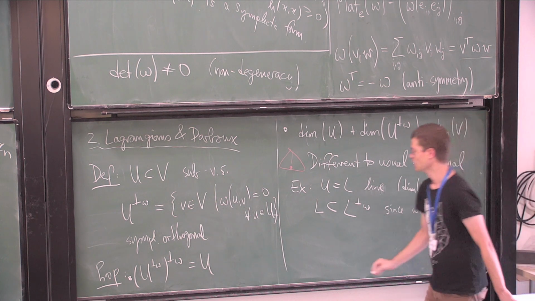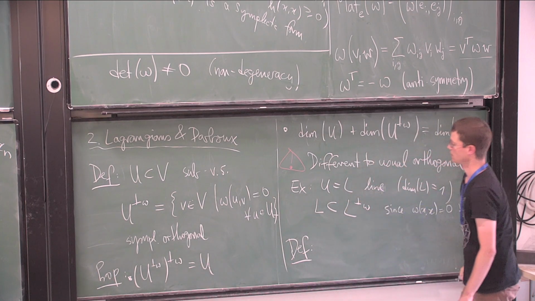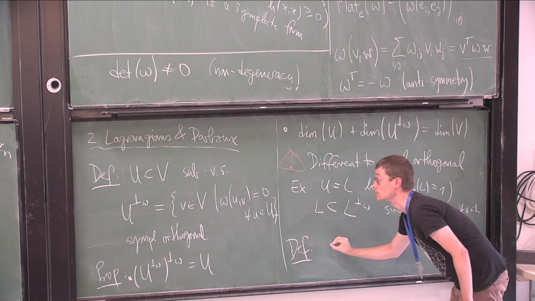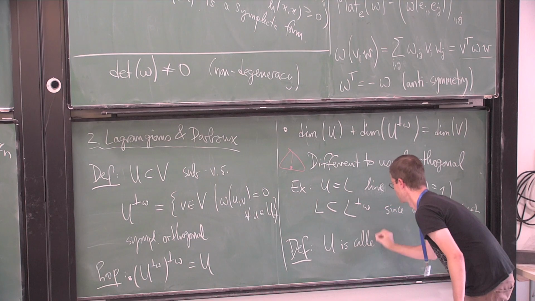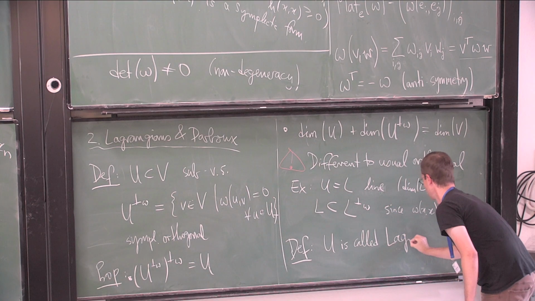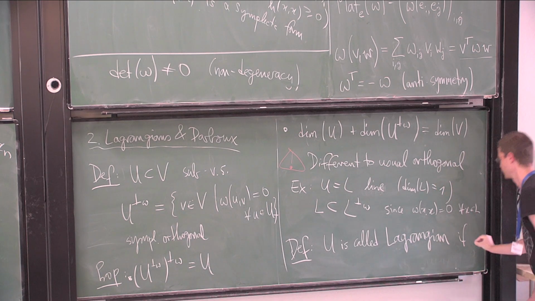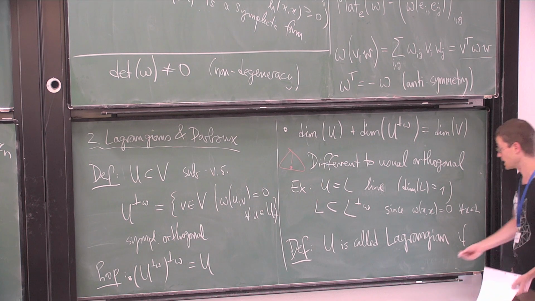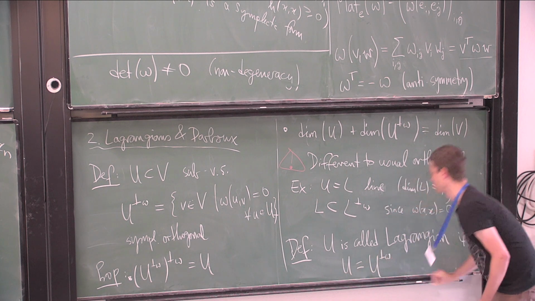So you have this situation where a subspace can be contained in its own orthogonal, which is a bit strange. And so there's this definition, which is important: we will say that U is called Lagrangian, and you should not mix this up with the Lagrangian formalism of classical mechanics, it's different, if U equals U orthogonal.